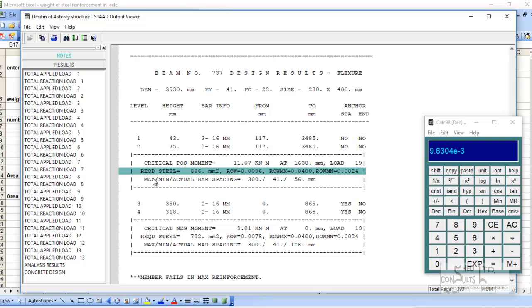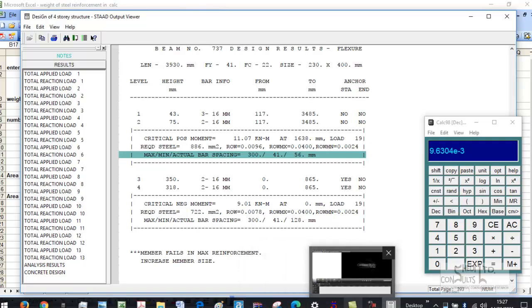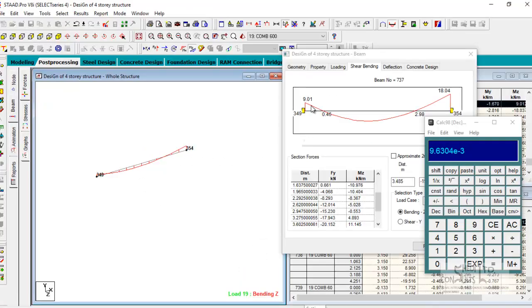Then it tells you the maximum, minimum, and actual bar spacing. Then it gives you top reinforcement at height 350. You need 2T16 and 2, so you need 4T16 from 0 to 865 millimeters. That means 0 to 0.865. You need 4T16. It also gives you a critical negative moment of 9.01, which is true. If you look at this 9.01, which is fantastic.